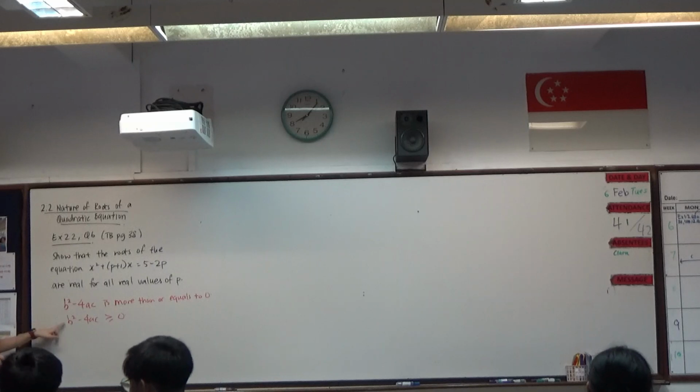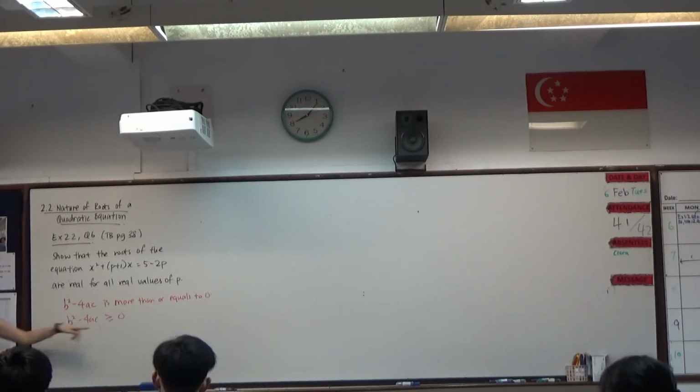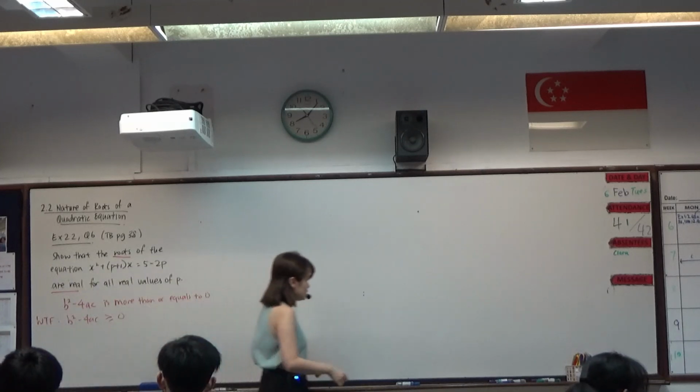Alright, so why is it more than or equals to 0? How do we get this idea? Because the question says that the roots are real. So this is our endpoint, this is what we want to find. So how are we going to do that?